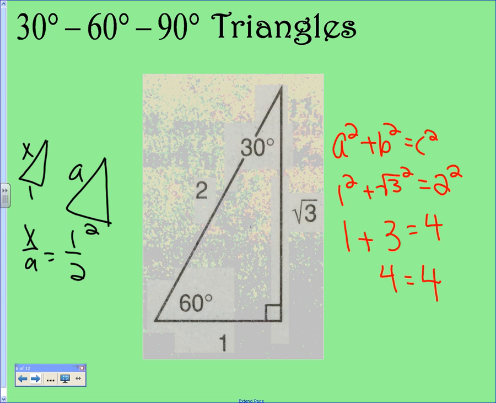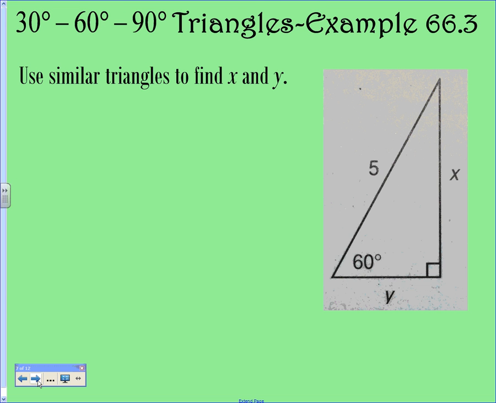So that'll help you kind of figure out if they're in the right spot, but you could still have your 1 and square root of 3 backwards. The square root of 3 and the 30 always go next to each other. So let's look at an example. We want to use similar triangles to find the values for x and y.